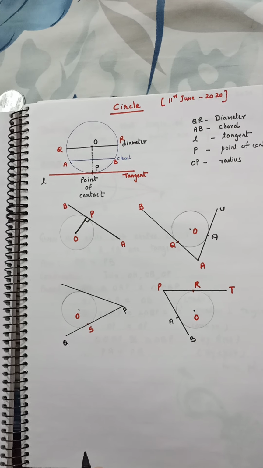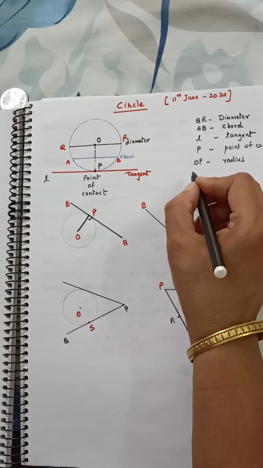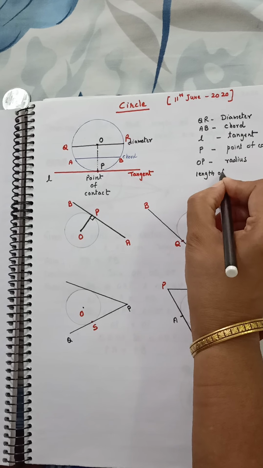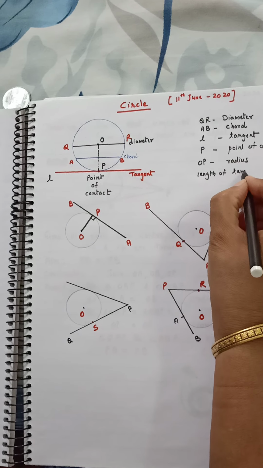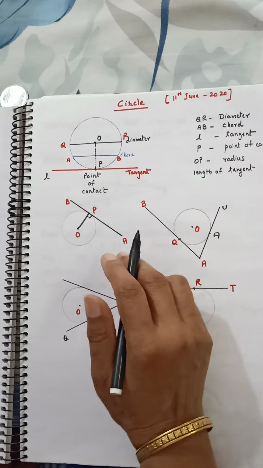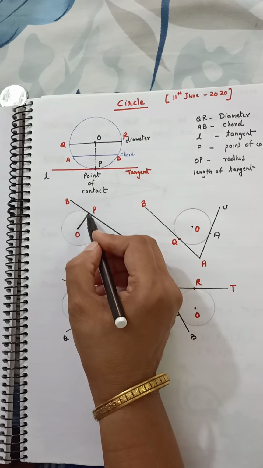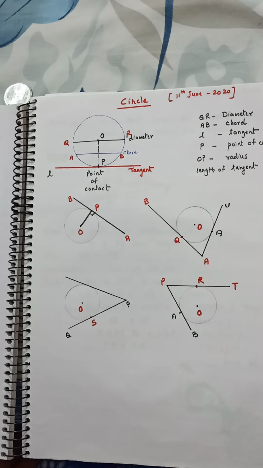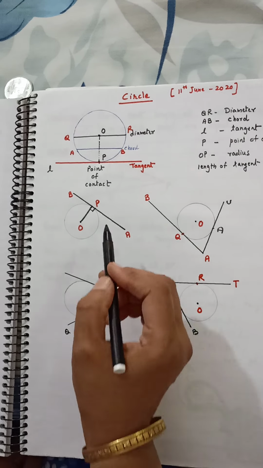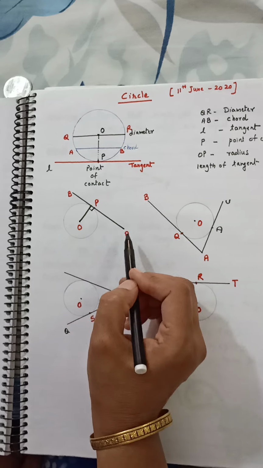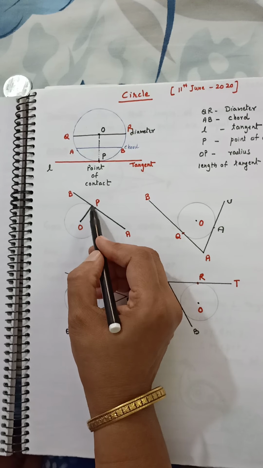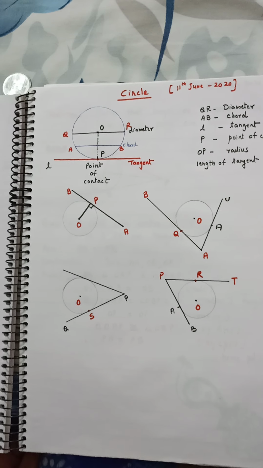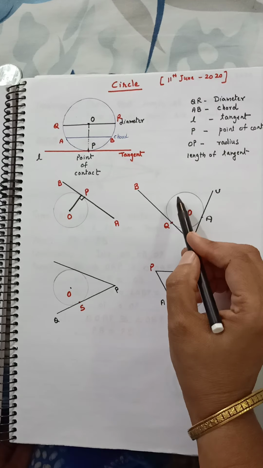One more word you should be clear about: length of tangent. Class, length of tangent means the distance from the outside point to the point where it touches the circle. Well, AB is not the length of the tangent. Point of contact is P, therefore AP is known as length of tangent. Come to the second figure.